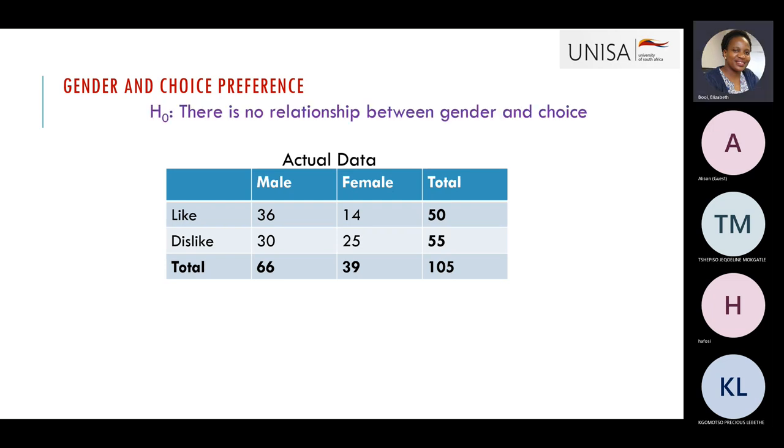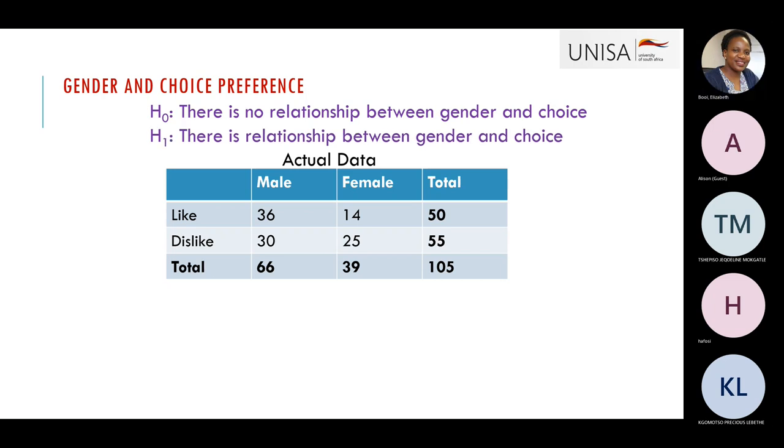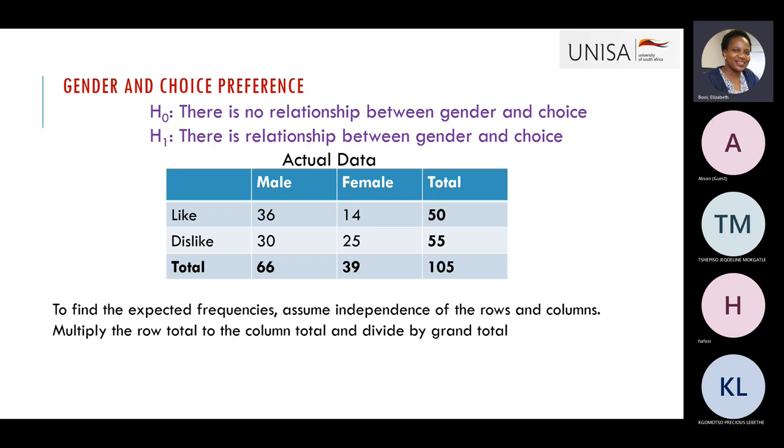So, stating the hypotheses: the null hypothesis is there is no relationship between gender and choice of TV program. The alternative is there is a relationship. Or we could have said the two categorical variables are independent under the null, and dependent under the alternative. But now we're using the null hypothesis of no relationship, and the alternative of a relationship.